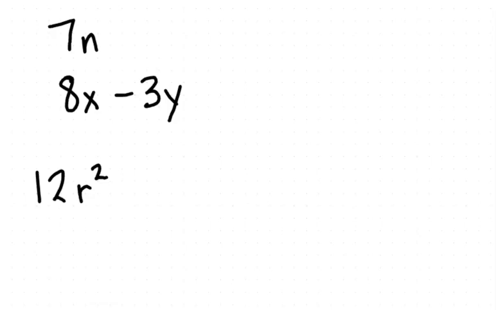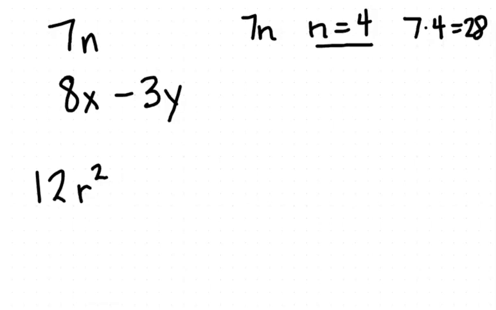using values for that variable. So let's say for the first example, I have 7n, and I'm given that n is equal to 4. What that tells me is that instead of the n, I'm going to put 4. So I have 7 times 4, and that gives me 28. Okay, so let's try to evaluate. So I'll just put it here. 7n is equal to 28 if n is equal to 4.